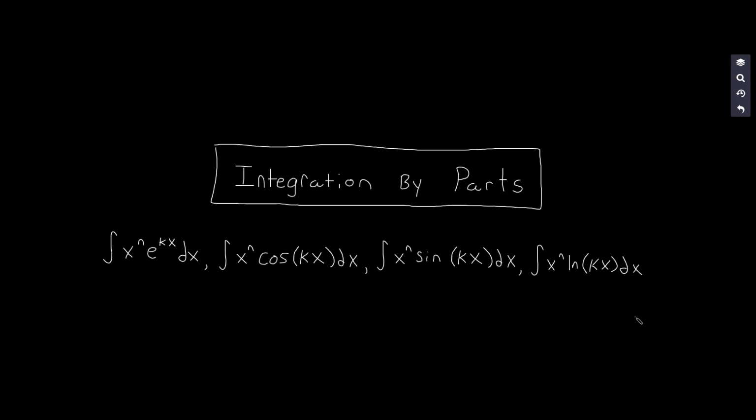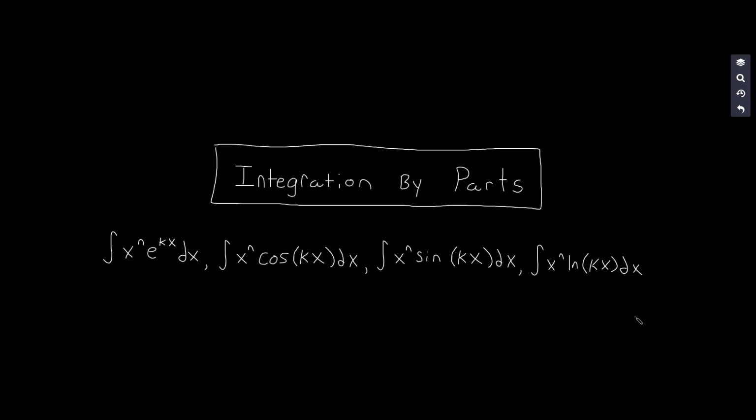Another example of when we would use integration by parts is if we have the indefinite integral of x raised to some power n times the natural logarithm of k times x integration with respect to x. This is a product of two functions, and we would use integration by parts to handle this.